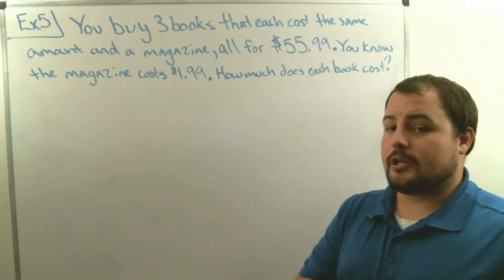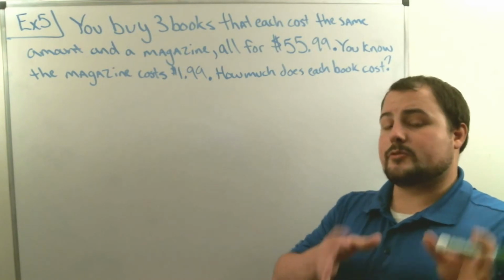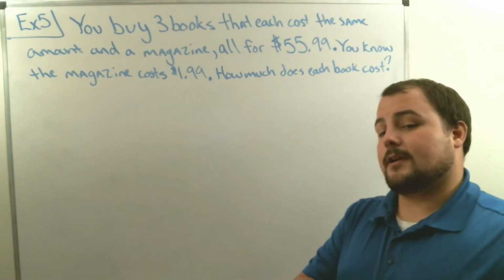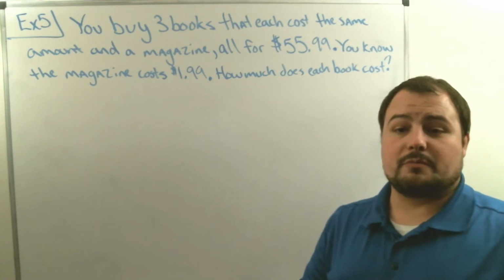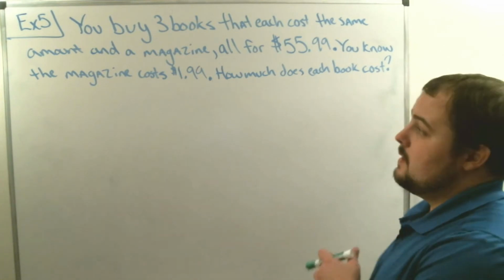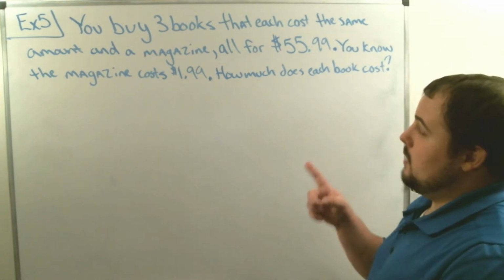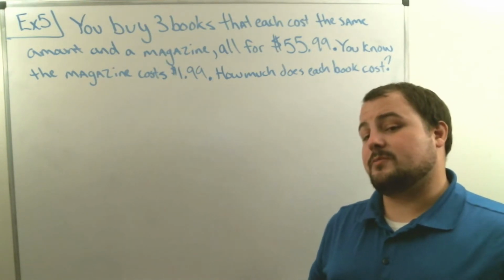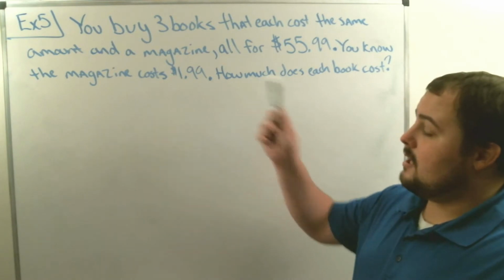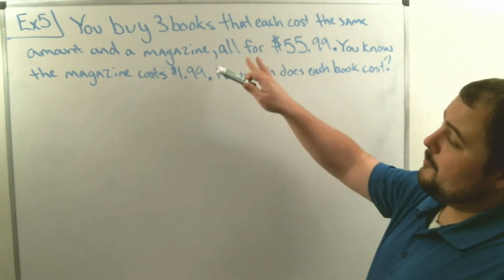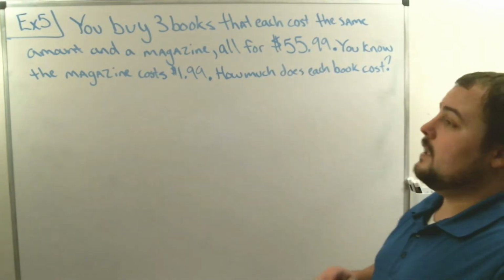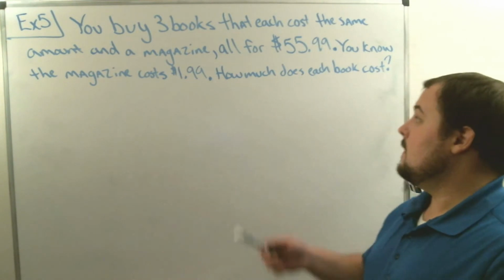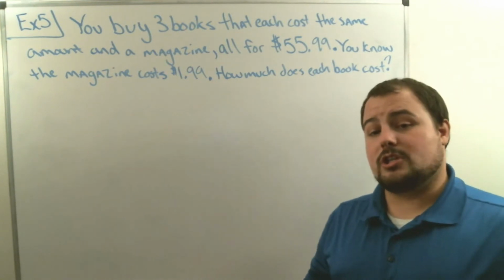In example 5, we're looking at a story problem, and what we're going to do is write down an equation based on what we read, and then solve the equation to figure out the original price of a book. Example 5 says you buy 3 books, and they all cost the same amount. We don't know the price of the books, but we do know they cost the same amount. And you're also going to get a magazine. So you get 3 books and a magazine, all for $55.99. We do know the magazine cost $1.99. Our job is to figure out how much each book costs.